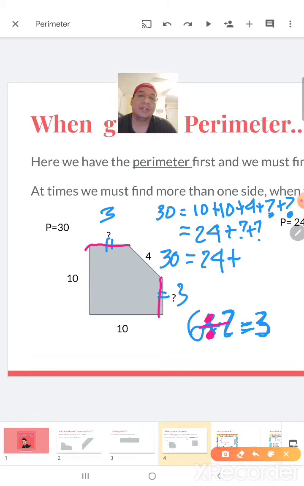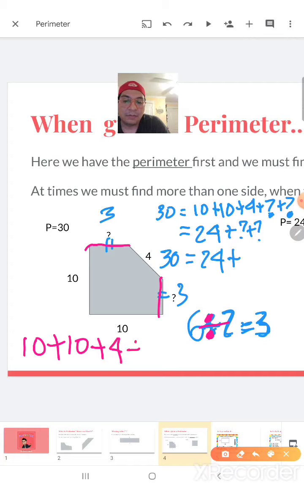And we could go back and check our work, and we could just go ahead and plug it in. So let's go ahead and do 10 plus 10 plus 4 plus 3 plus 3. Right? So let's go ahead and figure it out. 10 plus 10 is 20.